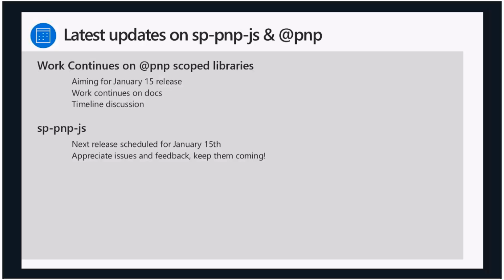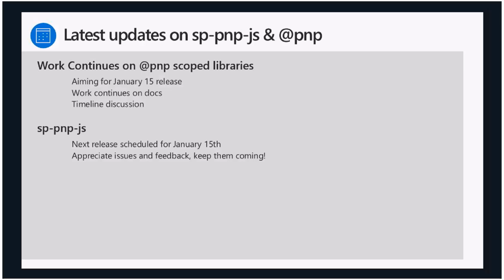Now, this only applies to the client-side libraries. This has nothing to do with PowerShell, CSOM, SharePoint Framework, Reusable Components, Office 365 CLI, or anything else. It's strictly around SPP&P.js migrating to these @PNP scoped libraries, where you will find all the same functionality, just possibly in slightly different places. And I just want to be very clear about that.